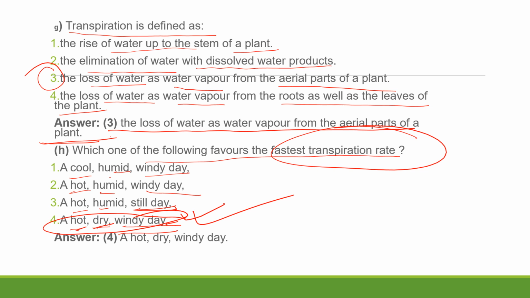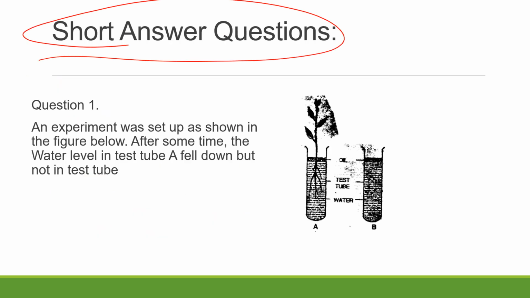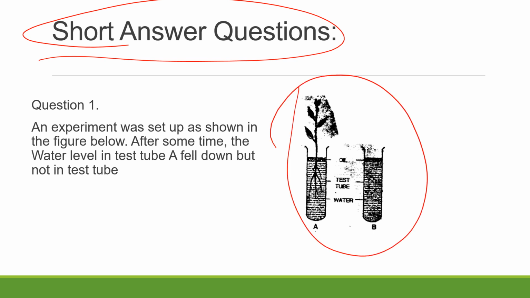So let us move on to the next question. Now we are here with the first part of short answer type questions, and here is a diagram, and from the diagram we will set up a few questions. An experiment was set up as shown in the figure below. Water level in test tube A fell down, but in B it is constant.